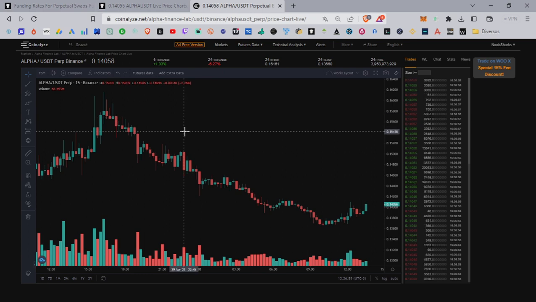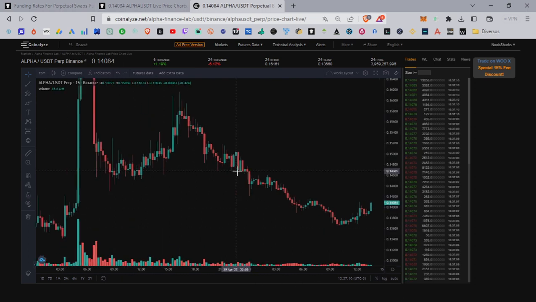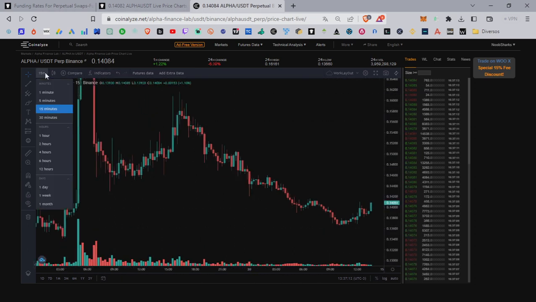So the indicators are going to be placed here. You come to indicators. You see there's nothing really new here. You have the tools, but more or less the same as we have on TradingView. You have the scales here, you have the price, you have the time frames.